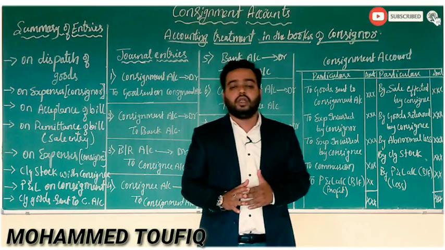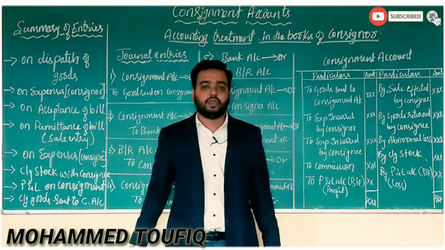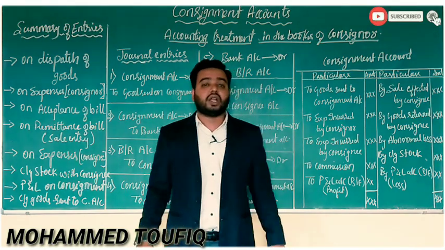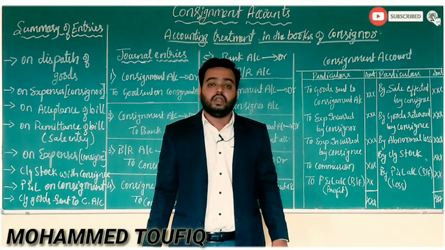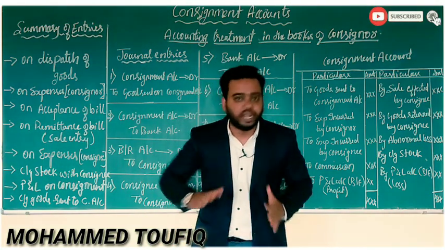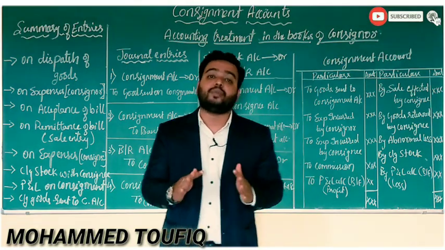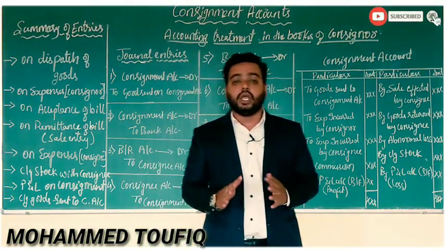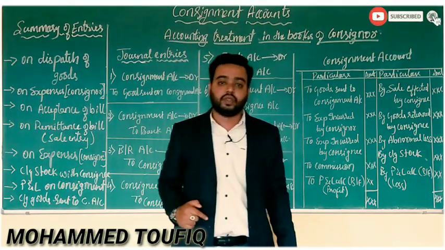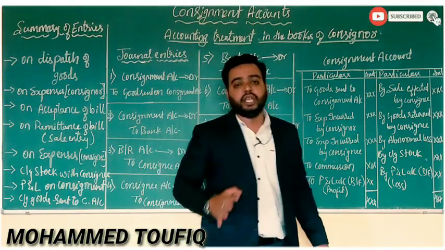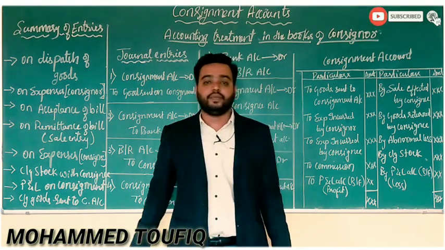Dear students, now the same thing let us understand with the help of a ledger account. You will prepare one ledger account that is called the consignment account. This consignment account is a nominal account in nature. This account is prepared to find out the profit or loss on consignment. Who will prepare this account? The consignor will prepare this account.